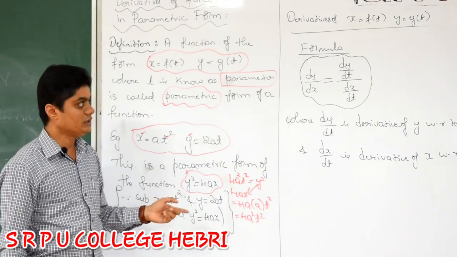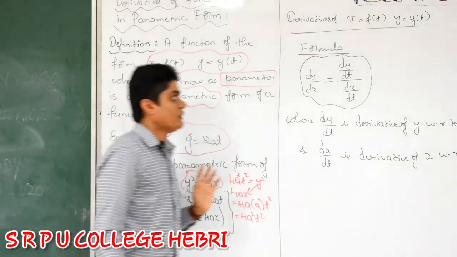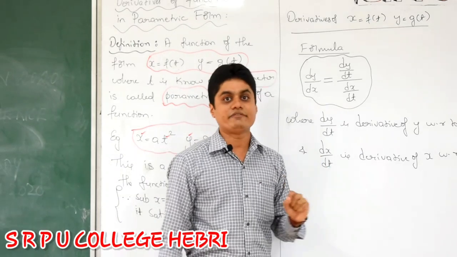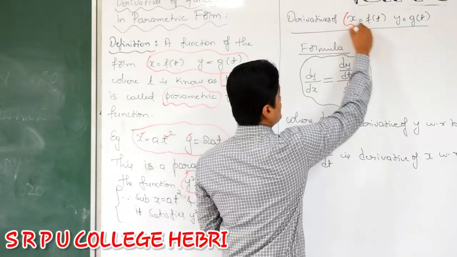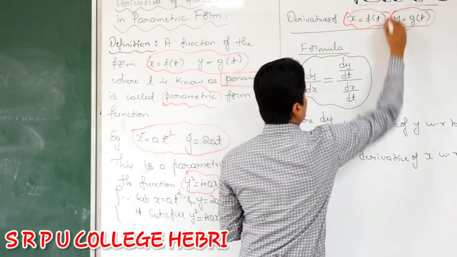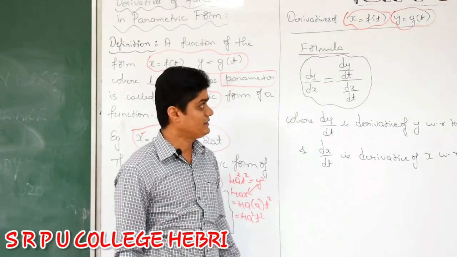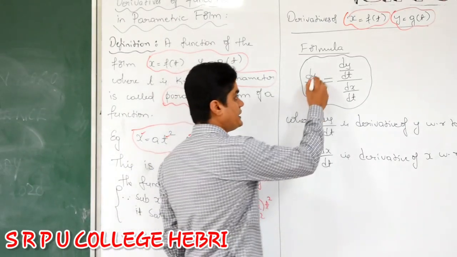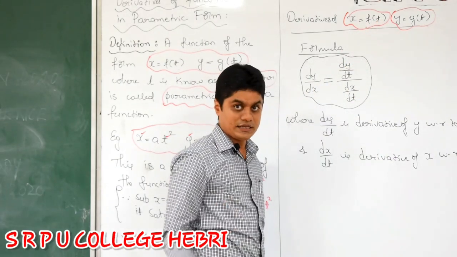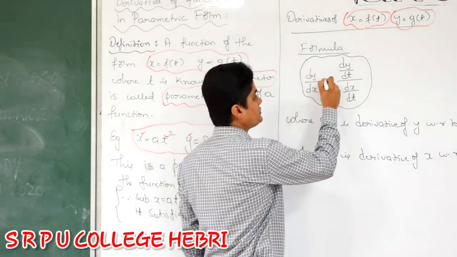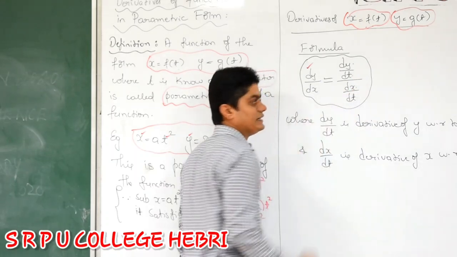Now we are going to learn, after this definition and the condition, the derivatives. I'm going to explain now how to find the derivative of a parametric form. Let me consider in general x is equal to f of t and y is equal to g of t, a parametric form of some equation, maybe y is equal to h of x. If you want to find dy by dx of this parametric form, the first step is to write down this formula: dy by dx is equal to dy by dt divided by dx by dt.